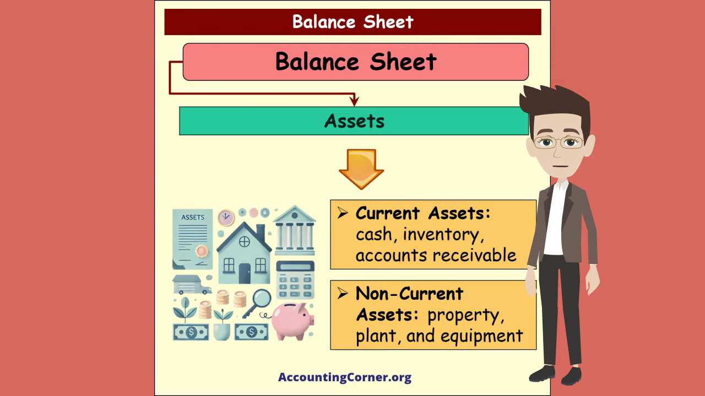Assets are divided into current and non-current categories. Current assets, like cash or accounts receivable, are those that can be converted to cash within a year. Non-current assets, like buildings and machinery, are long-term investments that the company uses to run its business over time.